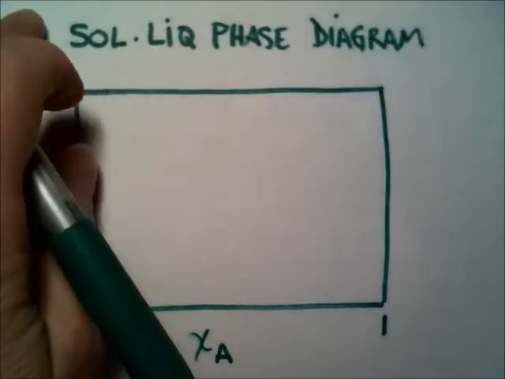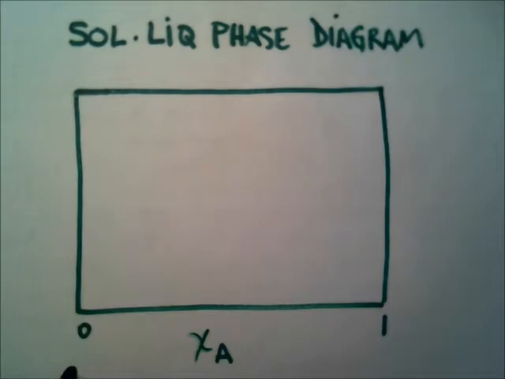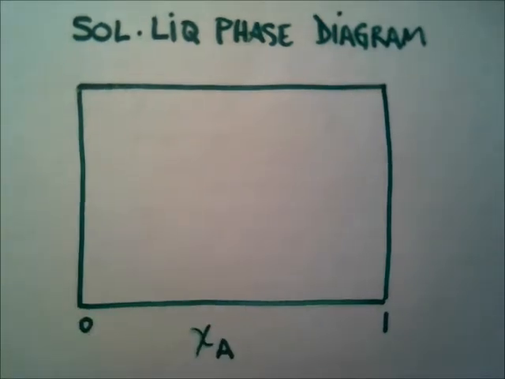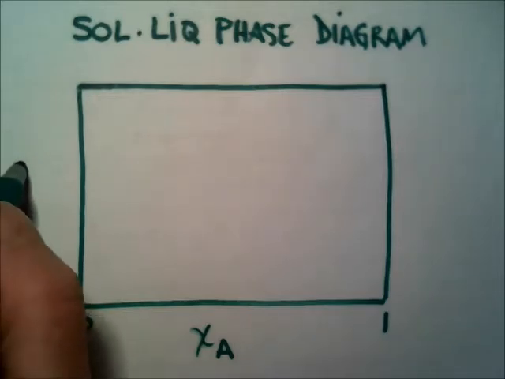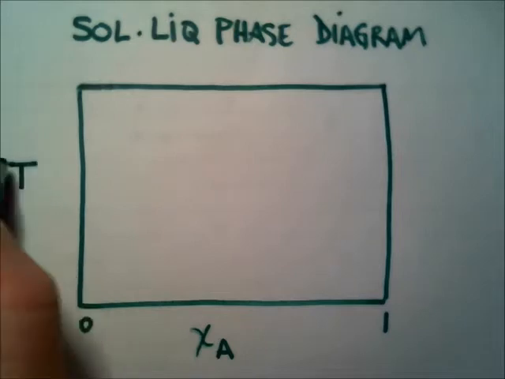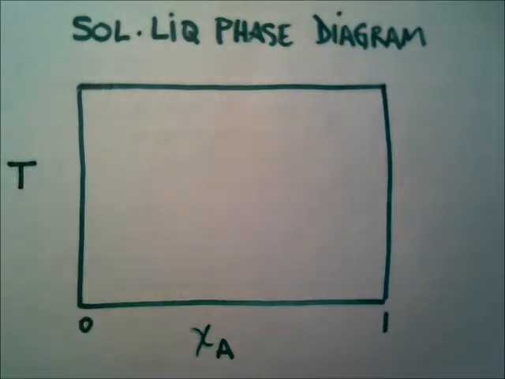Let's have a look at solid liquid phase behavior and the way it's mapped on a phase diagram. I'll use an illustration that corresponds to what you would have collected in the lab, and this is temperature, and this is composition. Like any binary phase diagram, that's what this is, a binary phase diagram.